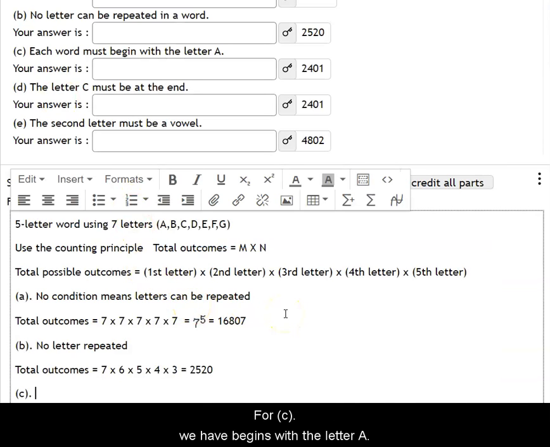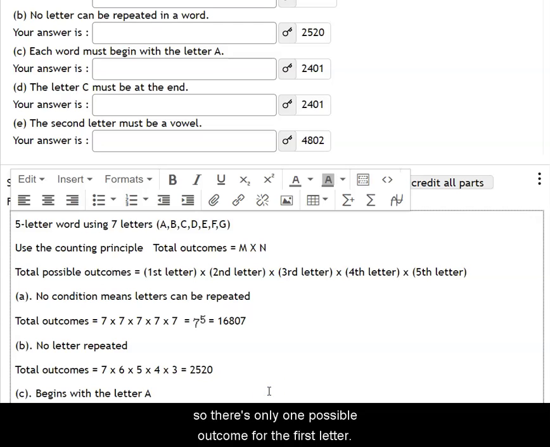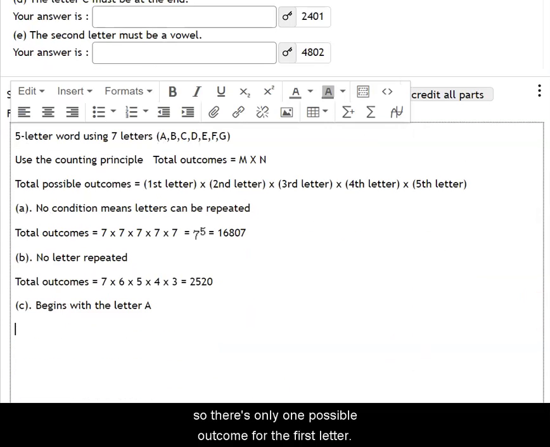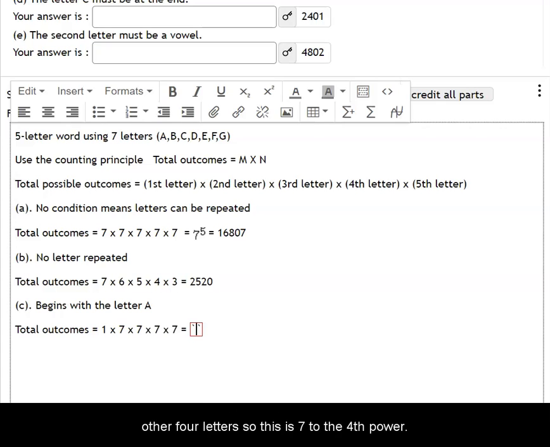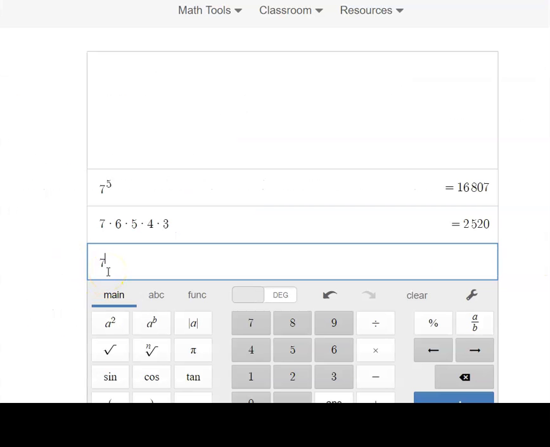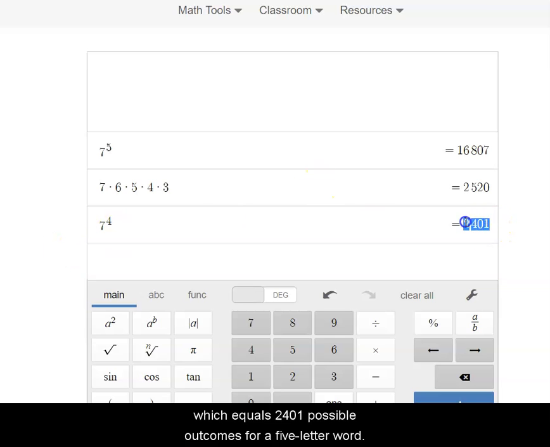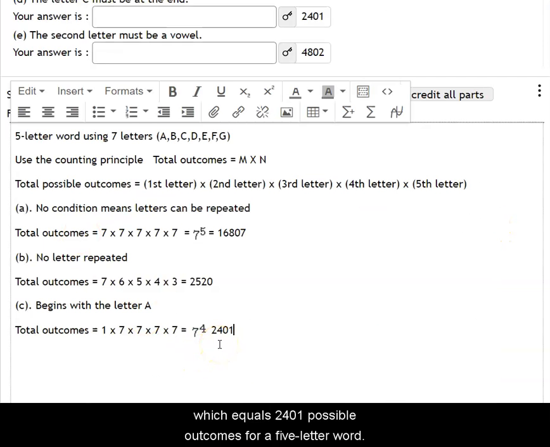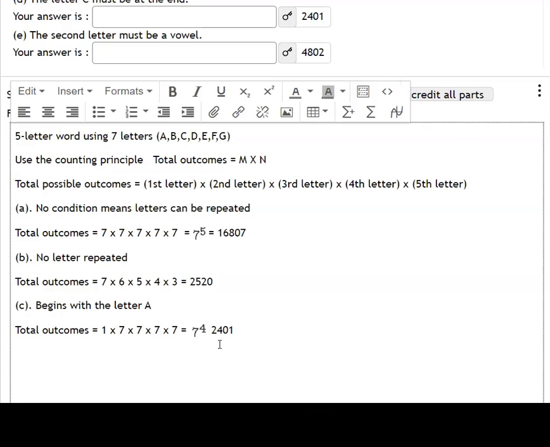For C, we have begins with the letter A. So the first letter in the 5-letter word has to be A. So there's only 1 possible outcome for the first letter. 1 for the first letter, and then no conditions are placed on the other, so there's 7 possible outcomes for the other 4 letters. So this is 7 to the 4th power, which equals 2,401 possible outcomes for a 5-letter word where the first letter is A.